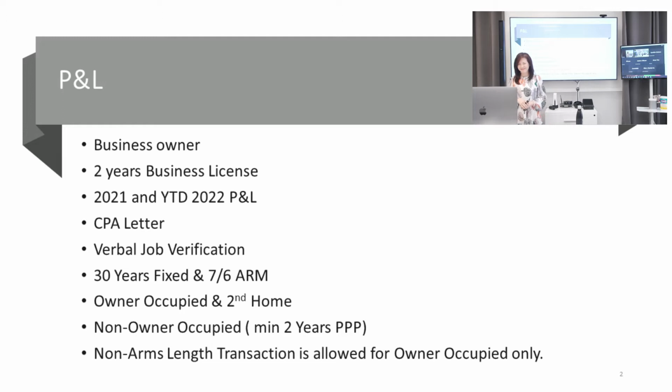So, in the letter, the CPA has to also say something like, he confirmed this business owner owned this business for a certain number of years, and this business owner owned the business 100% or 50%. Of course, it has to be over 25%. And also, if our borrower uses the money from the business account, then the CPA also has to state that it's okay for the borrower to use the money from the account. It won't affect the business.